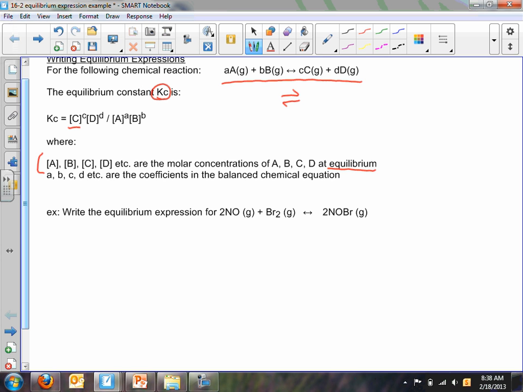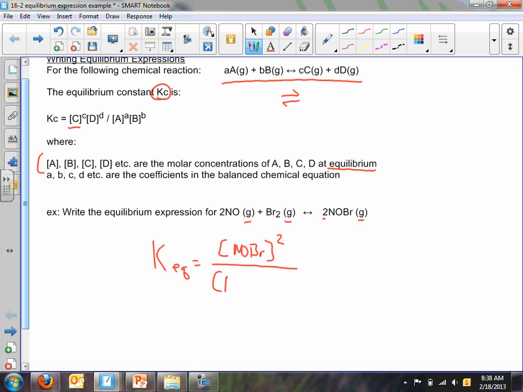Let's try this example down here. Notice all of these are gases, so they will all go in the expression. So my equilibrium expression, KEQ, or sometimes Kc, the equilibrium constant, is found by writing the concentration of my product. In this case, I only have NOBr, and that will be raised to its coefficient as a power. Well, this 2 here means I'm going to square it, divided by the same thing for my reactants.